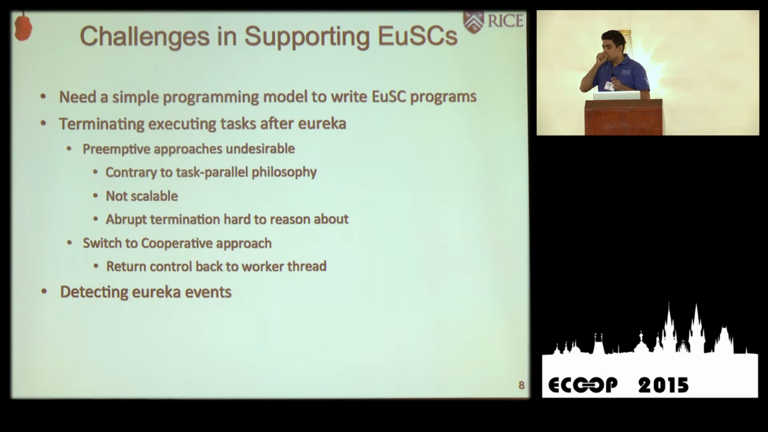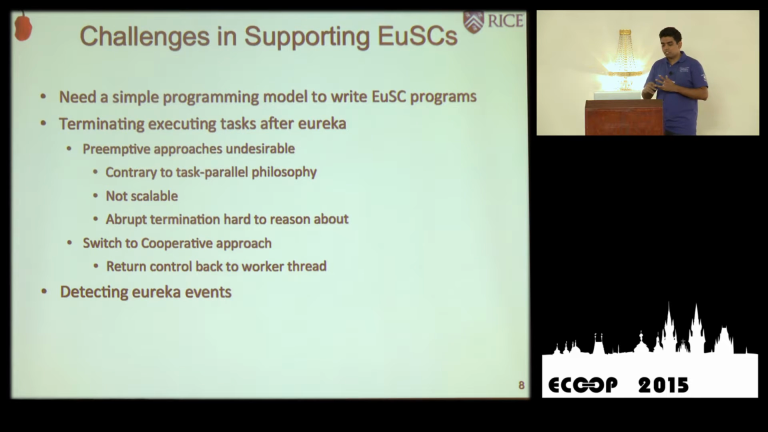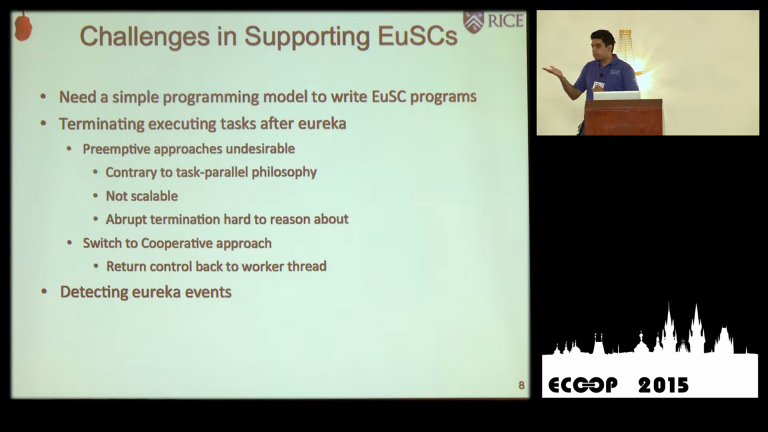You can call the cancel method, and it will go ahead and kill the thread that's running this task. The problem with this approach is, one, it's not scalable. In the task parallel model, you don't want to be killing threads and reinitializing threads, because this adds overhead to the runtime. And the second problem is, if you're going to kill a task abruptly, you don't know the point at which this code was executing.